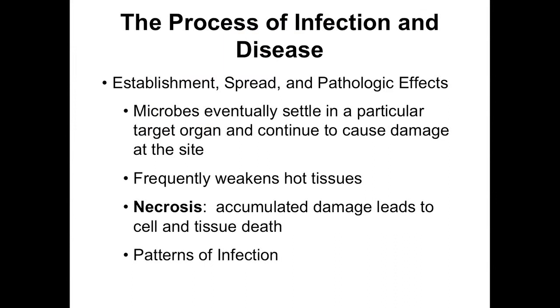So the process of infection and establishing disease: establishment, spread, and pathogenic effects. Microbes eventually settle on a particular target organ and continue to cause damage at that site. Microbes usually have a preferred place they like to be. Once they get into that place, they settle. That's where they set up shop. They start releasing their toxins, they start releasing their exoenzymes, and they start breaking down tissues so they can get their nutrients.